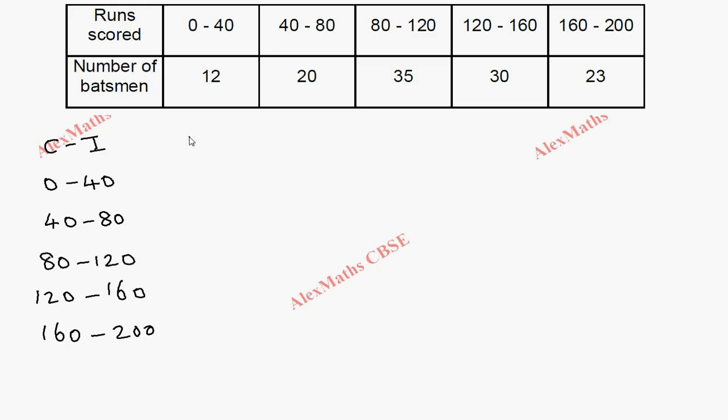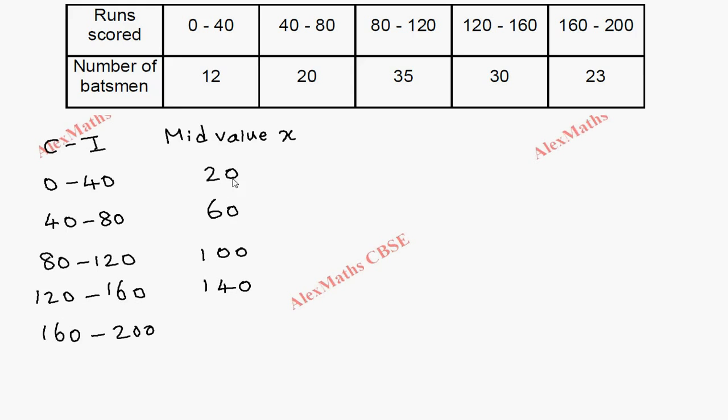We have to write its mid value. So the mid value is named as x. So adding these two and dividing by 2, 0 plus 40 is 40, divided by 2 is 20. Then adding these two is 120, divided by 2 is 60. Then adding these two is 200, dividing by 2 will be 100. Then adding these two will be 280, dividing by 2 we get 140.